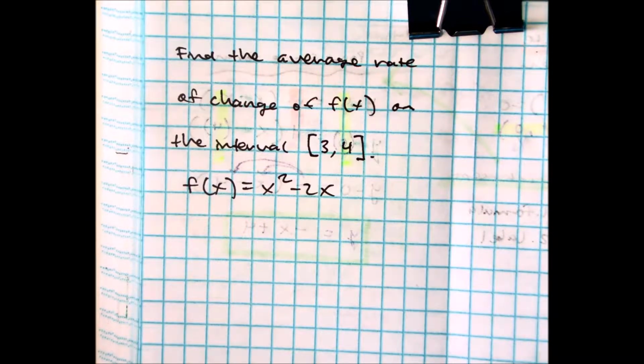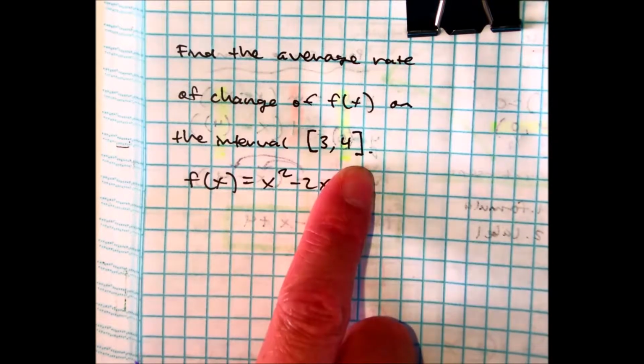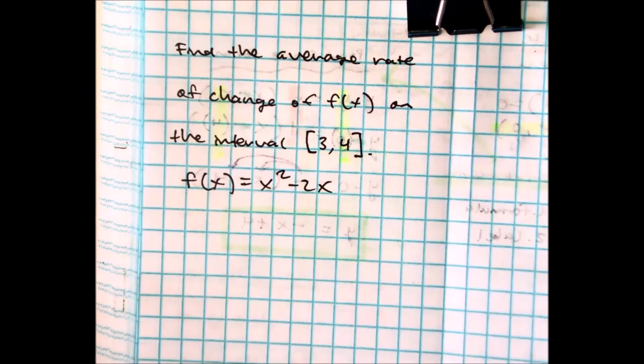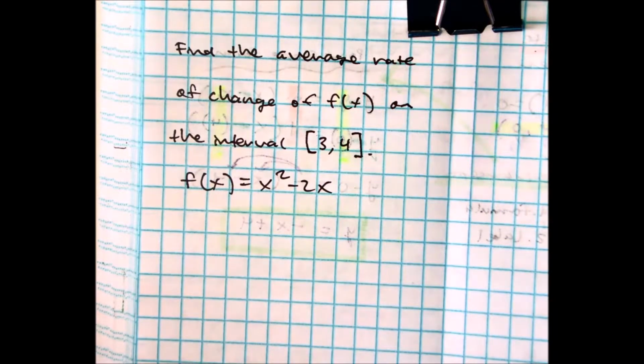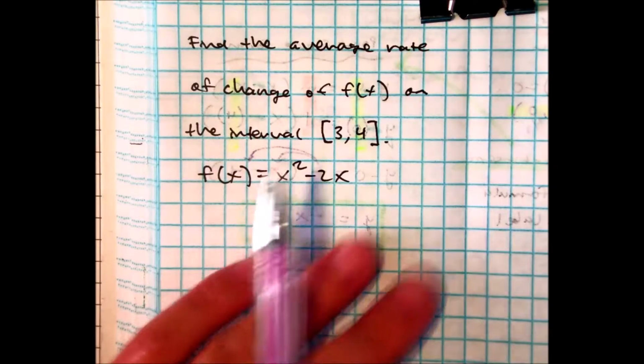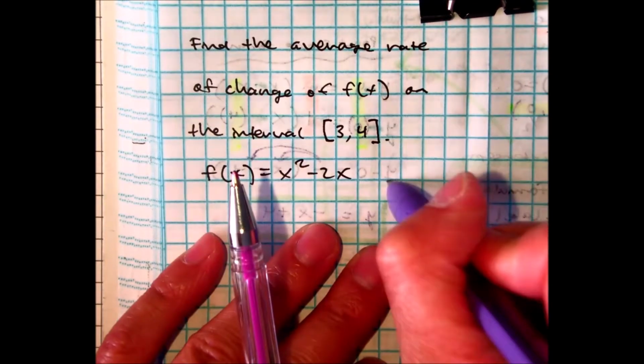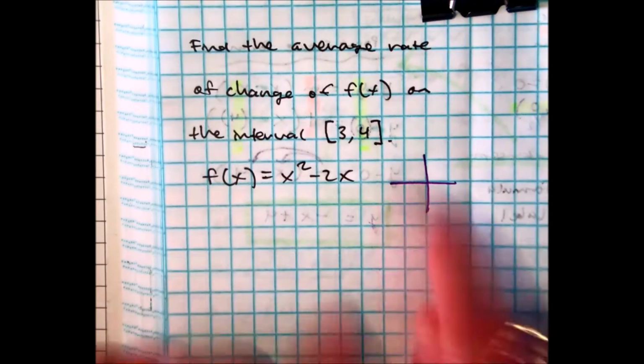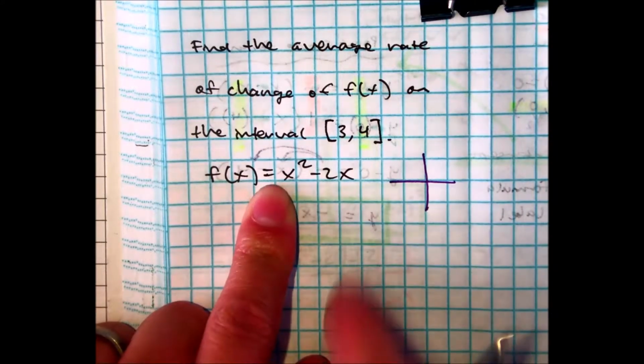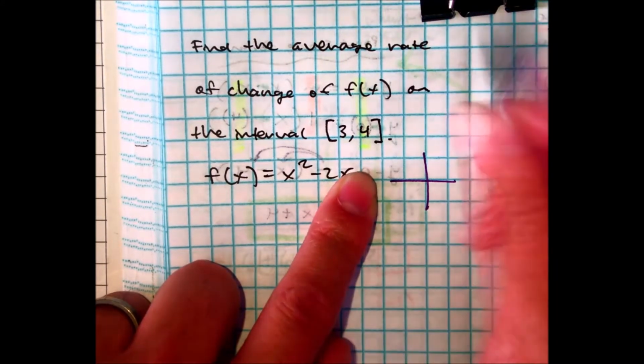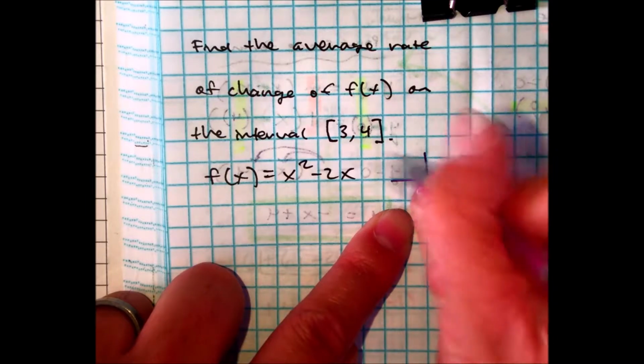The problem says find the average rate of change of f of x on the interval between 3 and 4. Okay, what does this mean? If you made a sketch of the graph, I'll just make a really quick sketch. I know that this is quadratic. It's opening up. I know that its y-intercept is 0. So it might look something like this.